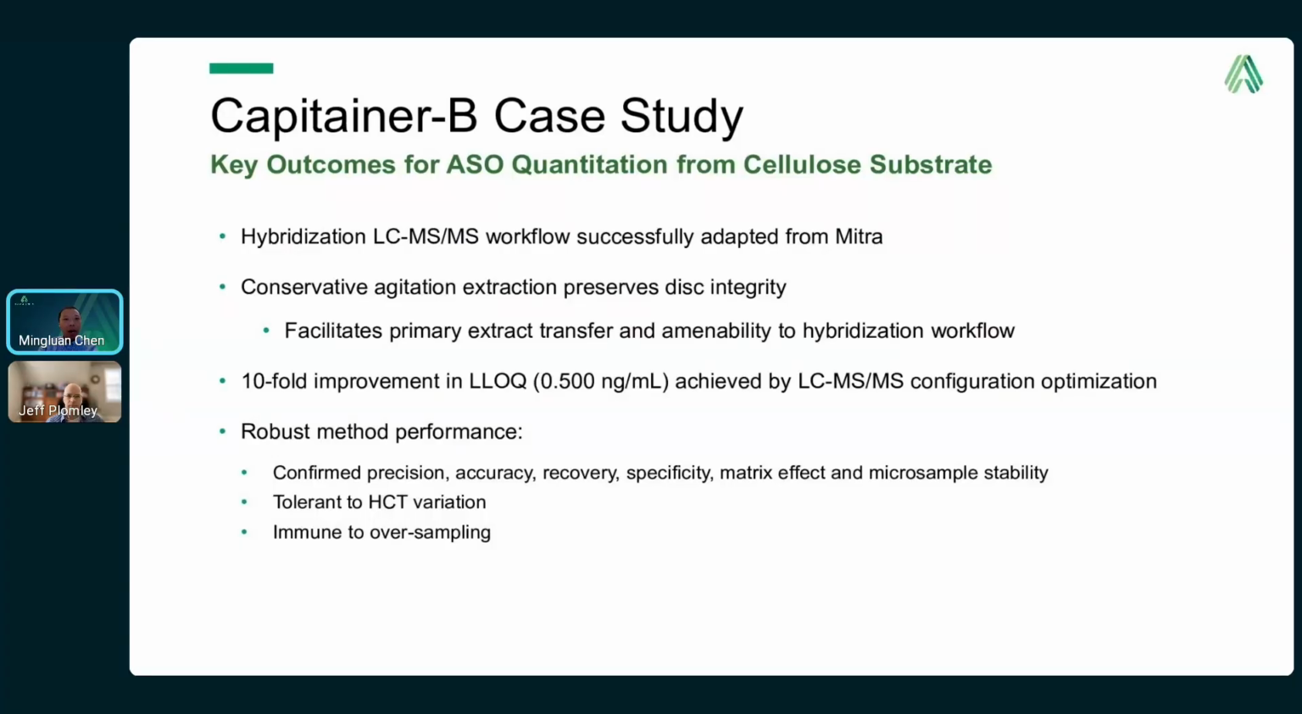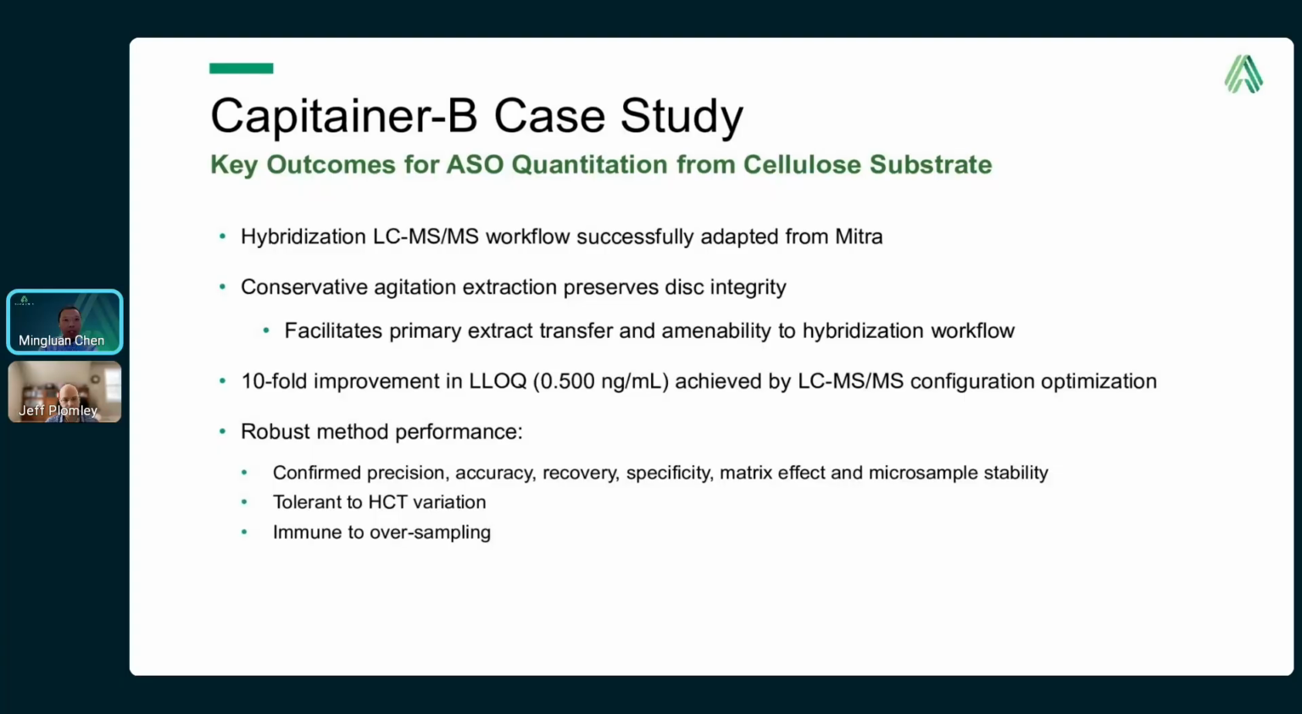Building on our experience with Mitra, we successfully applied the Capitainer B device for microsampling-based analyte quantitation using a hybridization LC-MS workflow adapted for 10 microliter cellulose-based microsamples. Formulation was quantified with an LOQ of 0.5 nanogram per ml. High-speed agitation without steel beads preserves the integrity of the cellulose disc, enables complete sample transfer, while avoiding interference from the cellulose debris during the hybridization capture and the magnetic extraction.